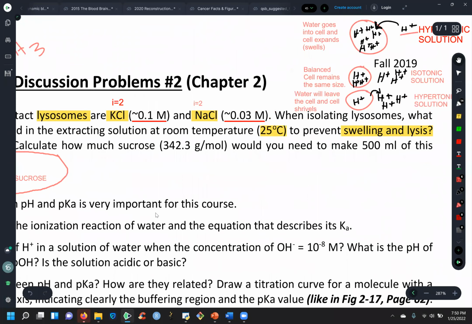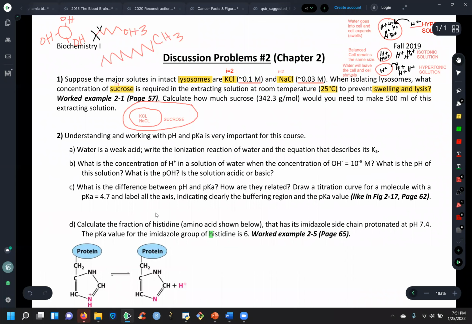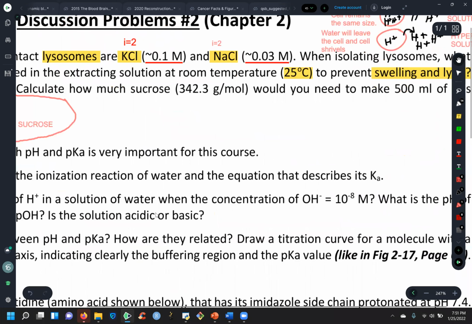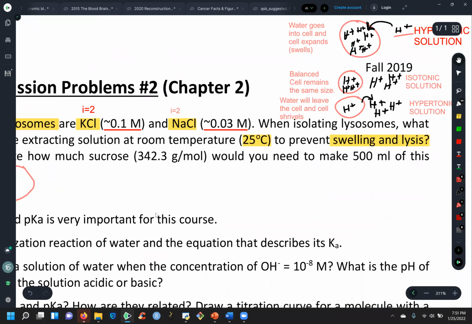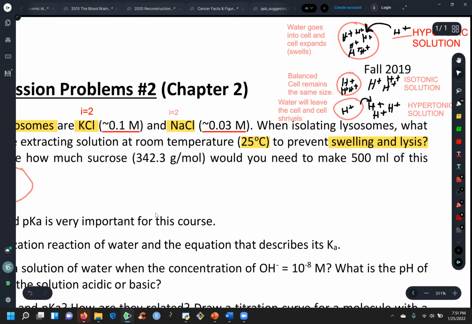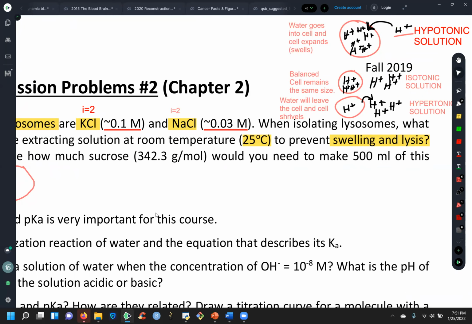It's saying, suppose the major solutes in an intact lysosome are potassium chloride and sodium chloride. When isolating lysosomes, what concentration of sucrose is required in the extracting solution at room temperature to prevent swelling and lysis? So they do not want swelling and lysis. So which of these three conditions are they talking about? Yeah, so if they don't want swelling and lysis, they're talking about the balanced condition.